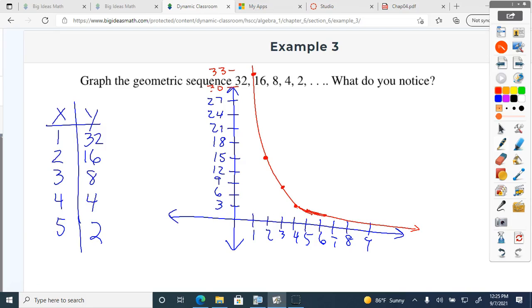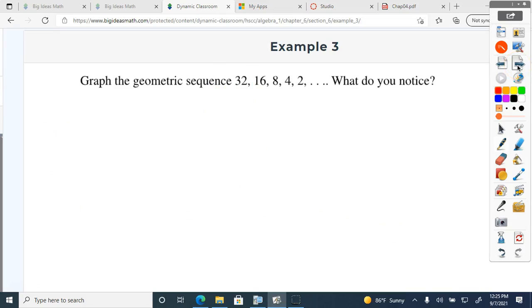So close, so far. That's a good song. Somebody should make that a song.